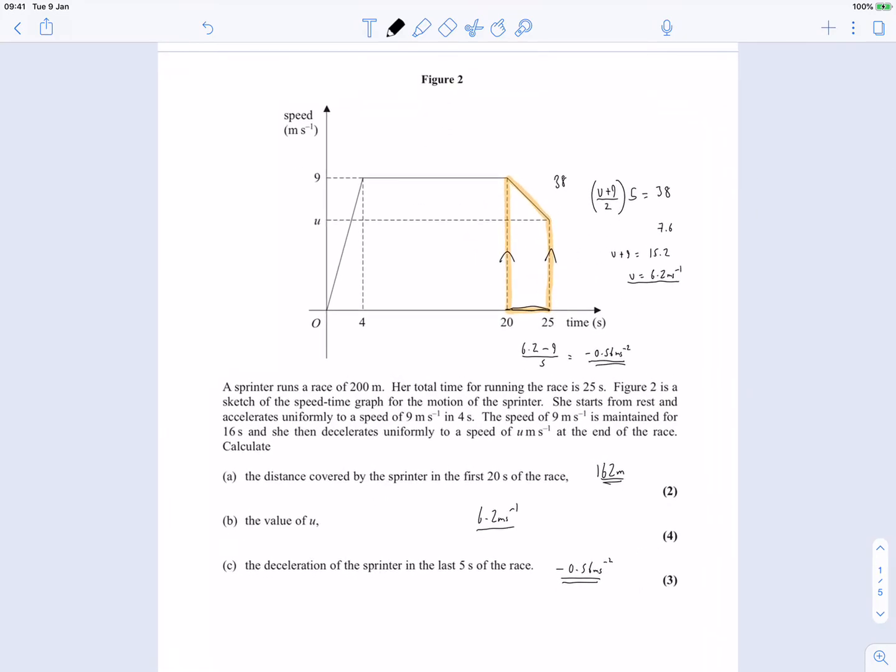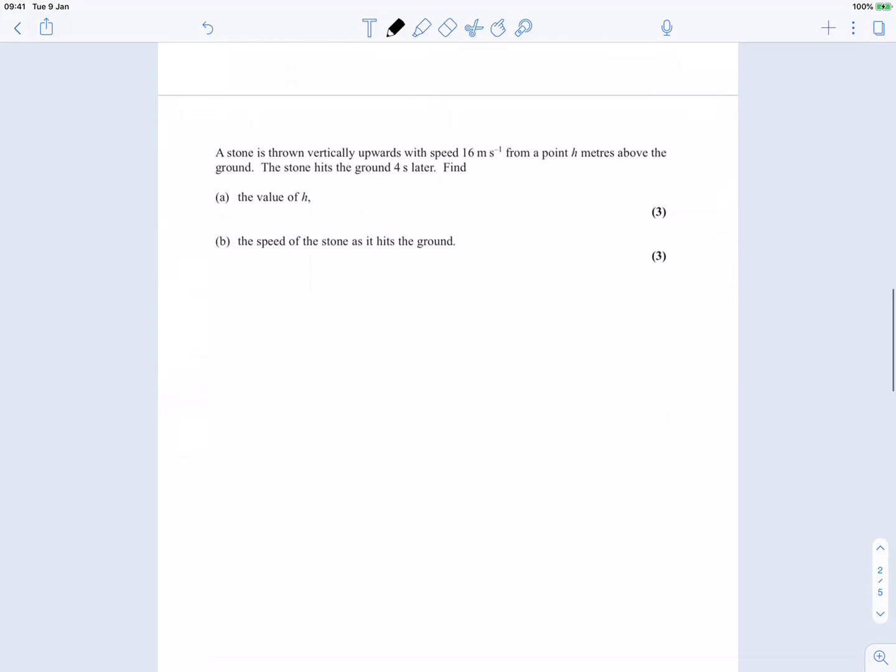Okay, relatively straightforward. This was an old A-level question. A lot of it is just reading it and figuring out what's going on. So let's crack on to the next one.